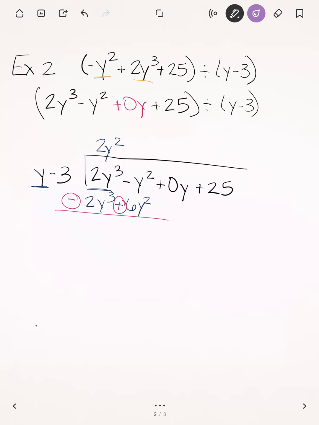Okay, from here, let's see. 2y cubed minus 2y cubed cancels out. That's what we're looking for. Negative y squared plus 6y squared is 5y squared. And I bring down my next term. So plus 0y. So now I look, what do I need to multiply y by to get 5y squared? Positive 5y. 5y times y gives me 5y squared. 5y times a negative 3 gives me a negative 15y.